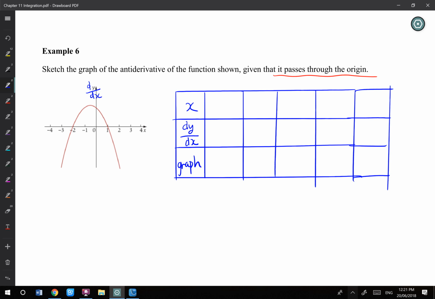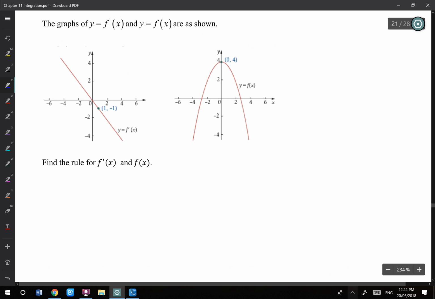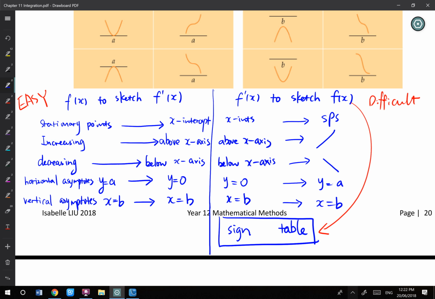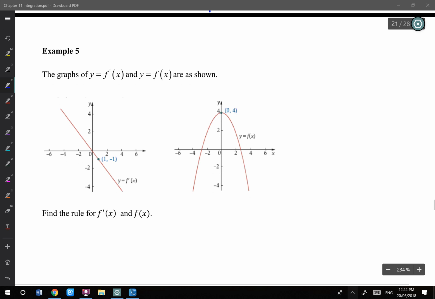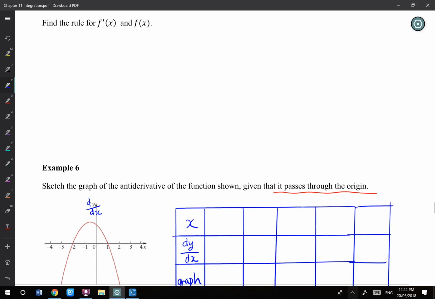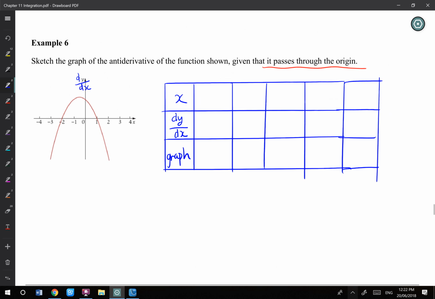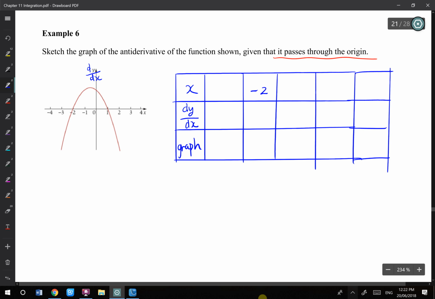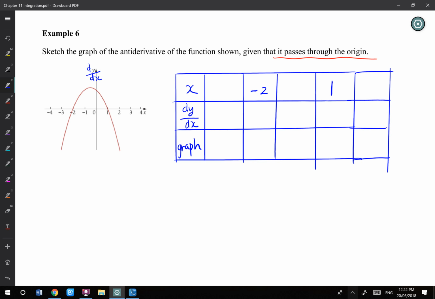What we need to do here is leave the first empty and see x-intercepts. We need to see whether it's above or below the x-axis, and whether there are horizontal or vertical asymptotes. That's all the things I need to see from the derivative graph. If I want f dash x to sketch for f(x), I don't care about the turning point in dy/dx. So I have x first empty, the second one -2, the third one empty and 1. So I should have my table set up in that way.